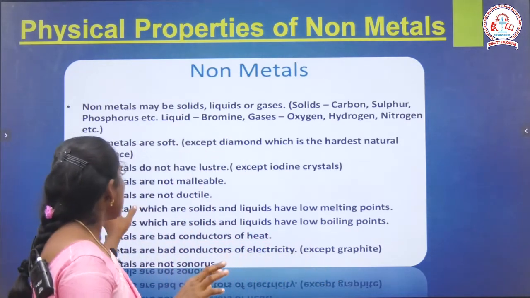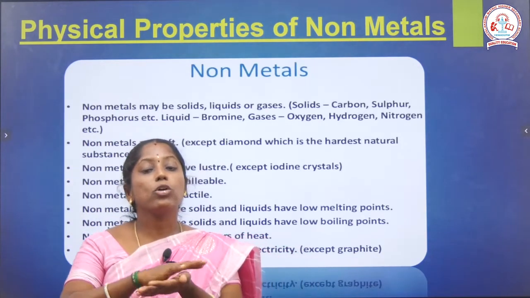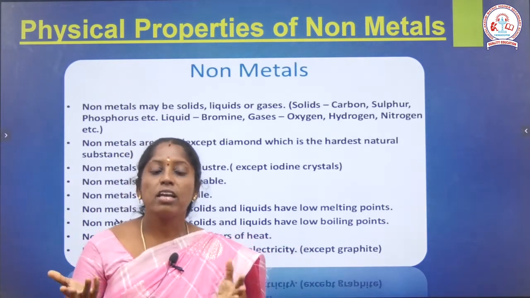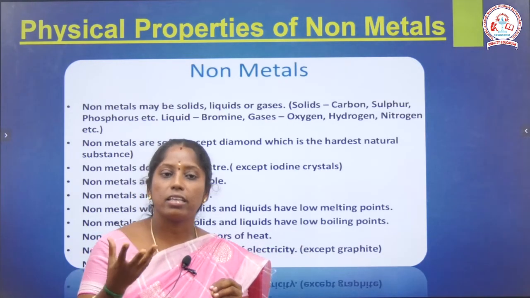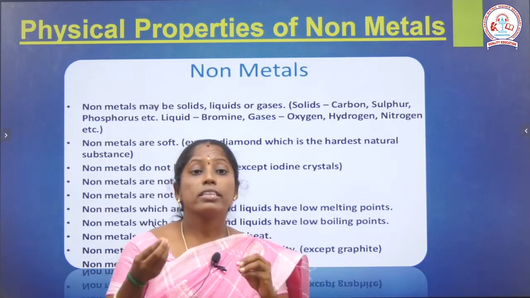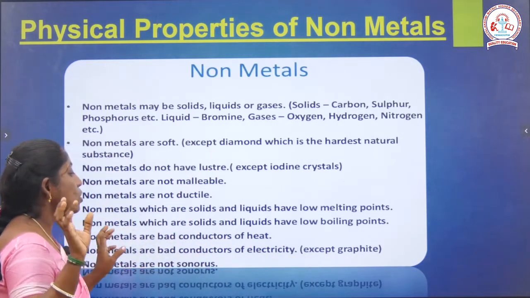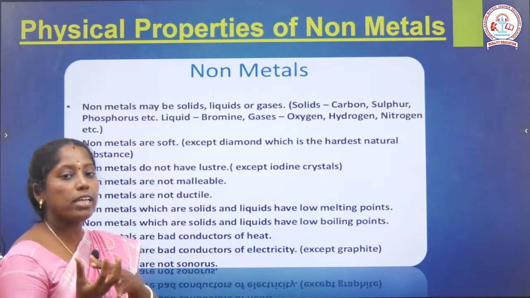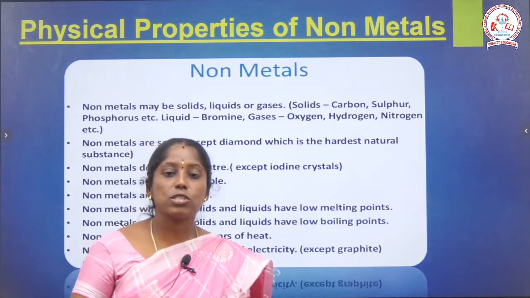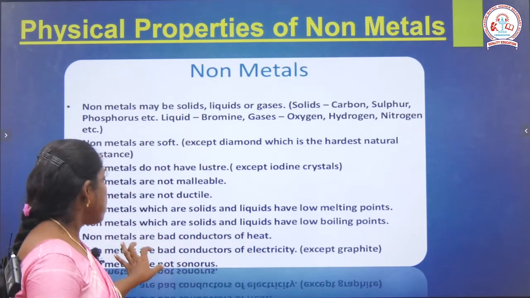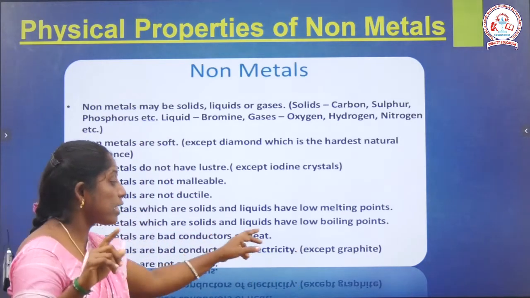The next one, what is it? It's not malleable. Malleable, what I told already, we cannot make it into thin sheets. Non-metals are not ductile. We cannot convert them into wires. Then another thing, these non-metals have low melting point. They have low melting points, low boiling point also. Then they do not conduct heat and electricity. That's why we can call them bad conductors of heat and electricity, except graphite.